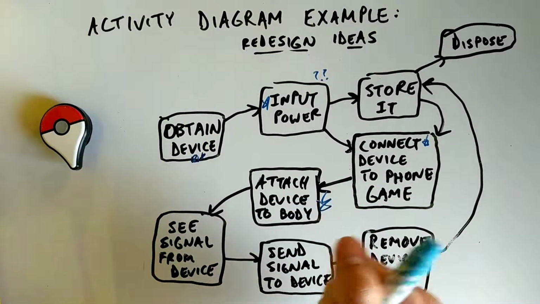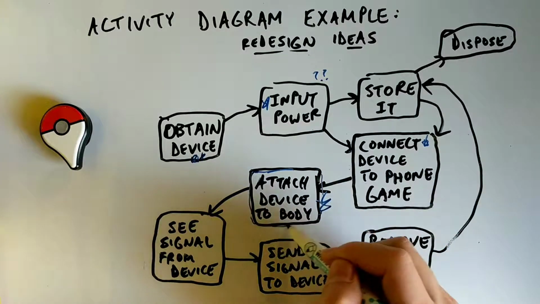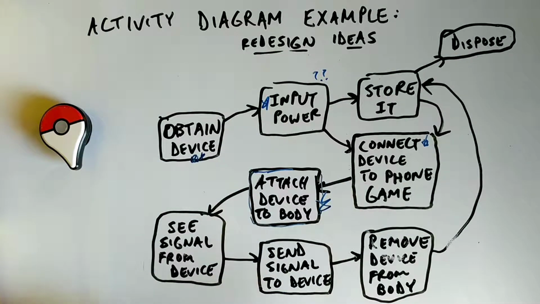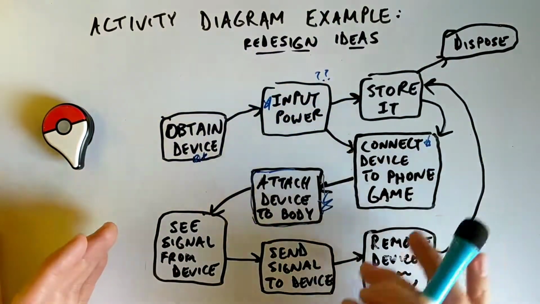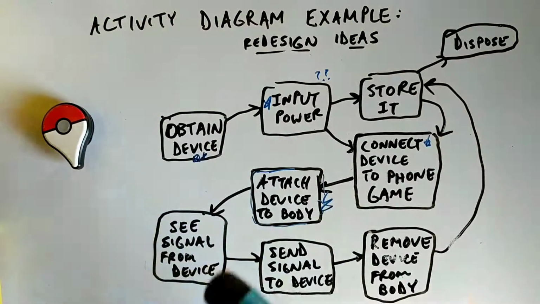In the brainstorming sessions, it's all about getting different ideas. The number of ideas is more important than the quality. And we'll talk about sorting through the ideas in future videos, but all of these boxes on the activity diagram become opportunities for brainstorming and redesign.